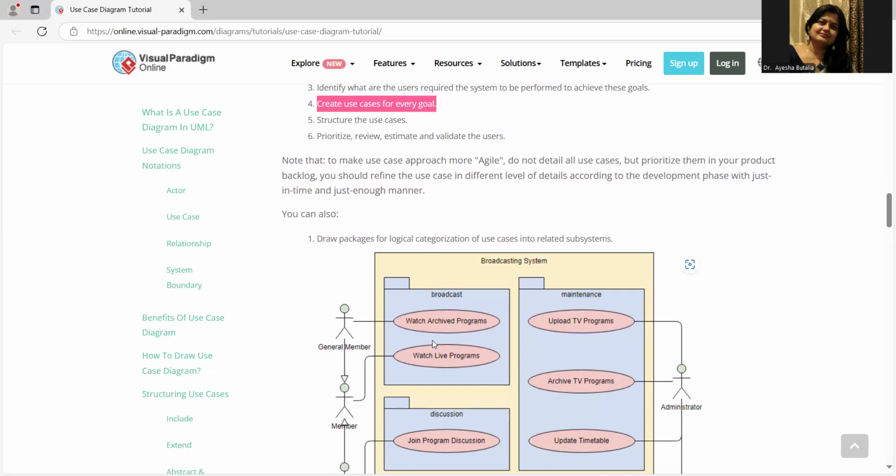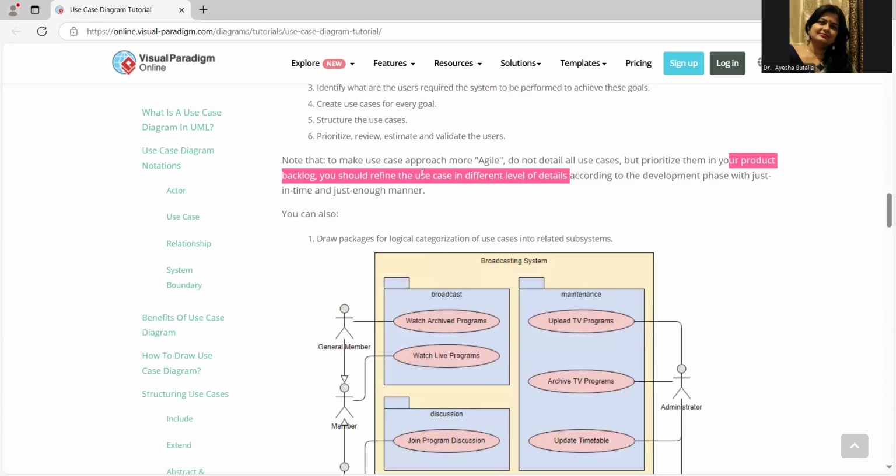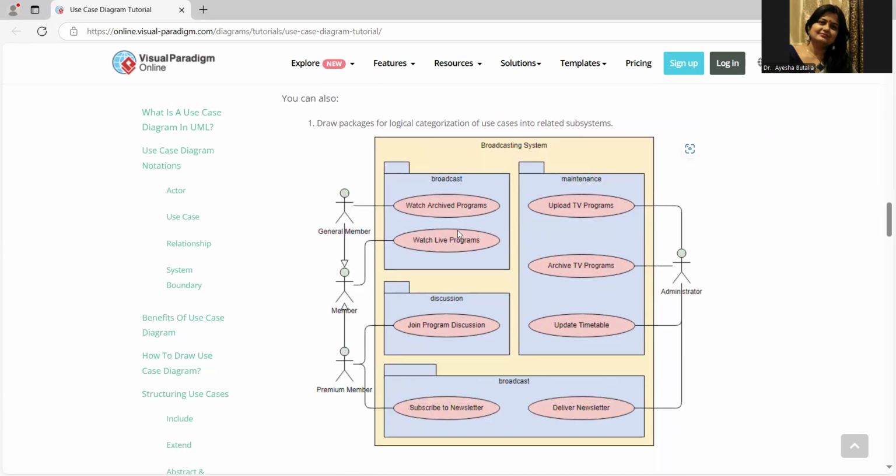If you want to make the approach more agile, do not detail all use cases, but prioritize them into your product backlog. Because if you put everything on the design, it becomes more complicated. The design should be simple. You need to understand it on a primary level. And as suggested here, the details you can put in your product backlog, as simple as that.